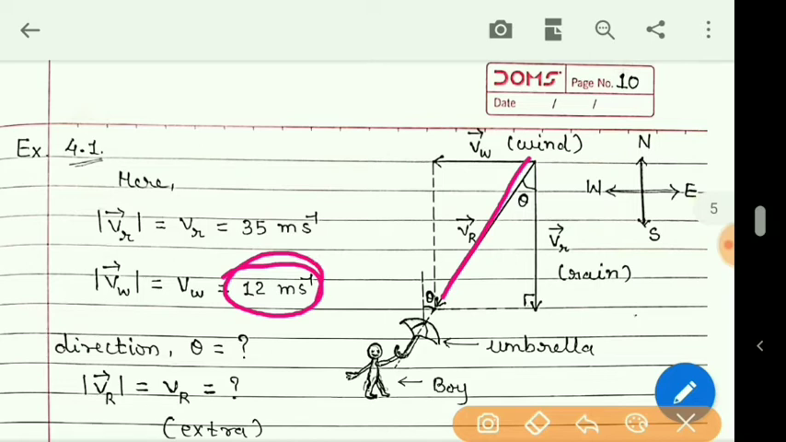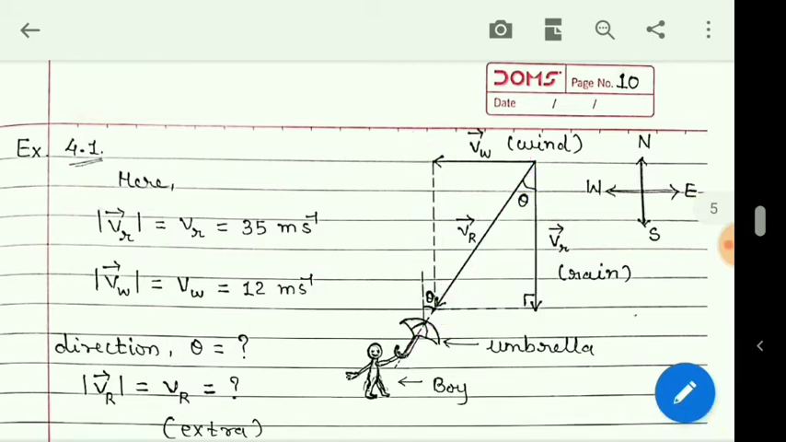Now we want to find the direction. Here you can see the angle is theta with the vertical. This resultant VR makes an angle theta with the vertical, and here it forms a Z. You can see the direction of this umbrella with this vertical line. So here, as it forms a Z, if this angle is theta, then this angle will also be theta.